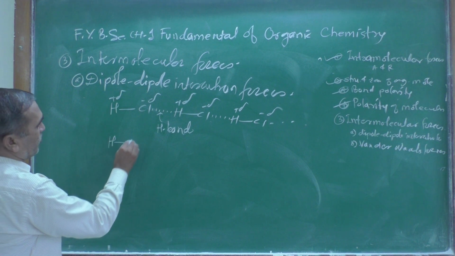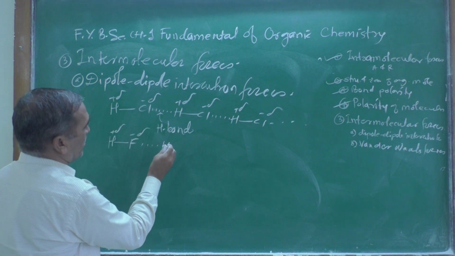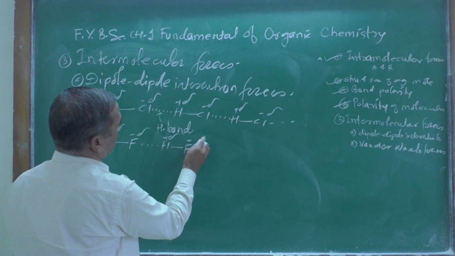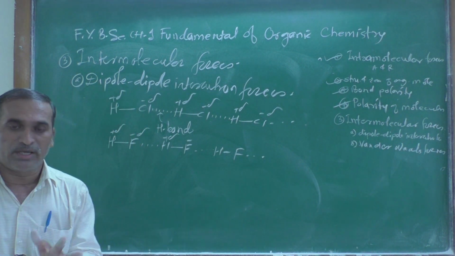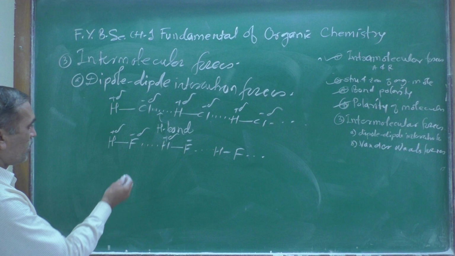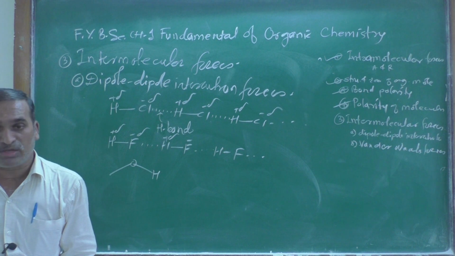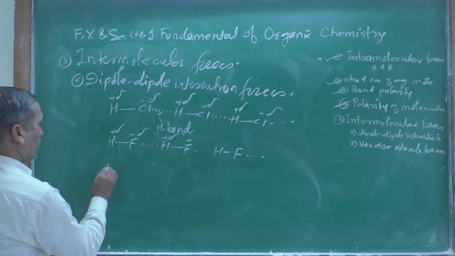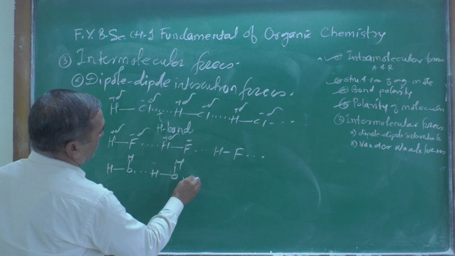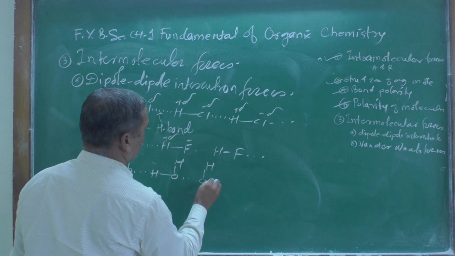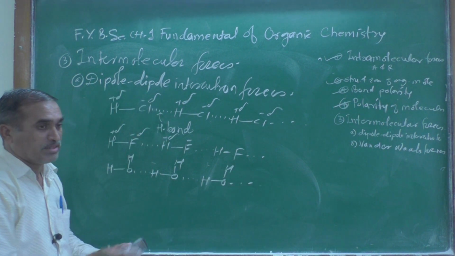Let us see another example. Suppose HF: hydrogen atom with plus delta charge, F with minus delta charge, again H, F. In this way they get associated. Let us see the water molecule also, as we know it is polar in nature. Everybody knows the hydrogen atom, O, then H, then H, O, hydrogen atom, then O, H. Here is H, O and a hydrogen atom, like this they get associated.